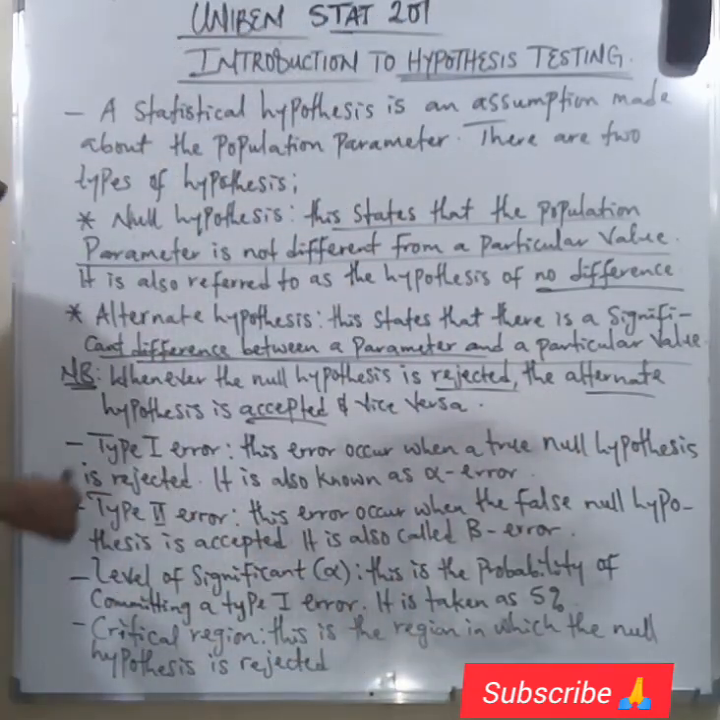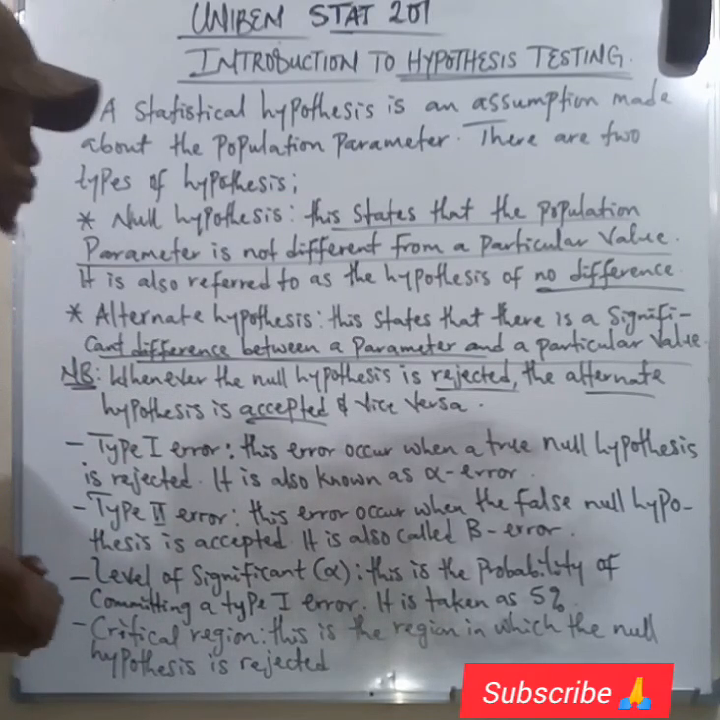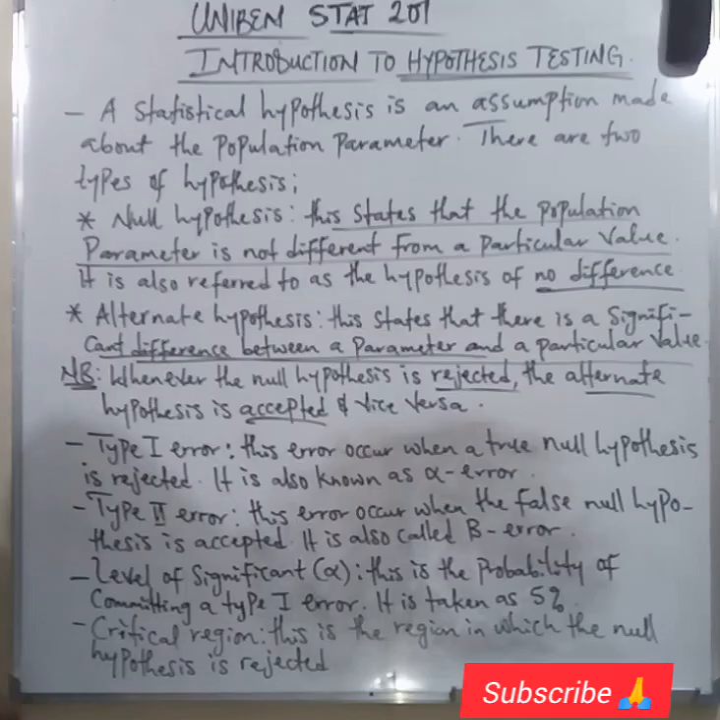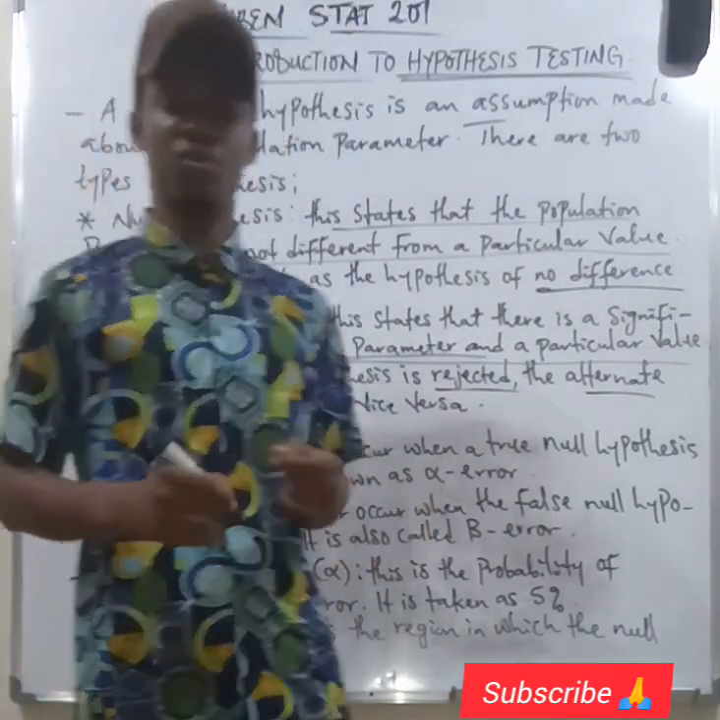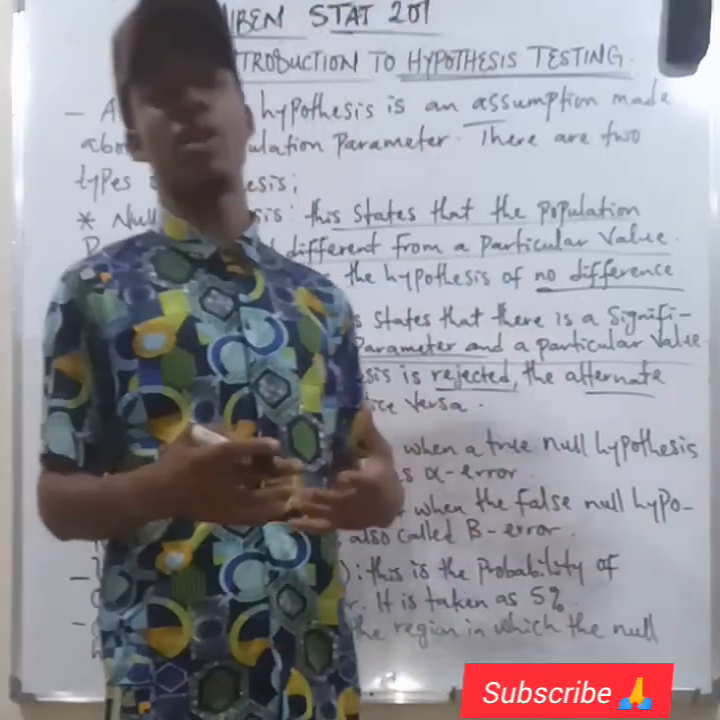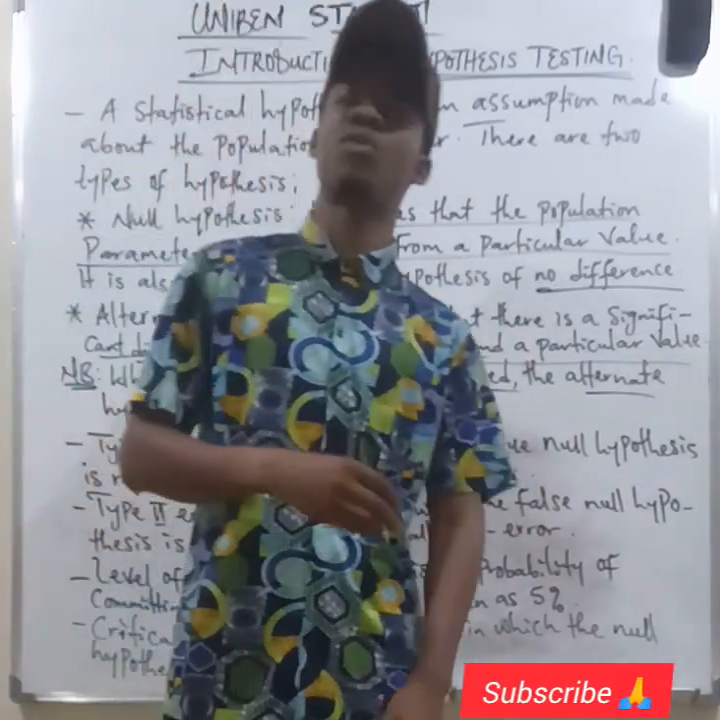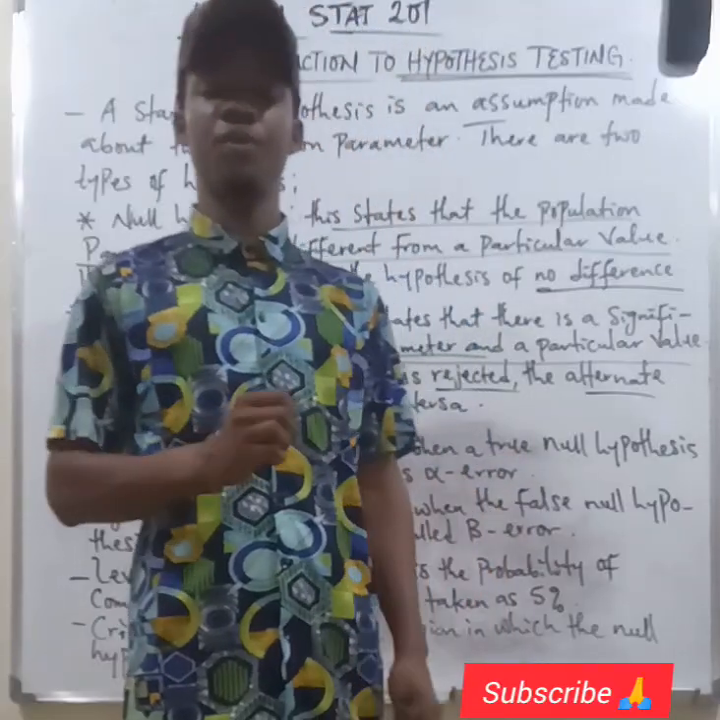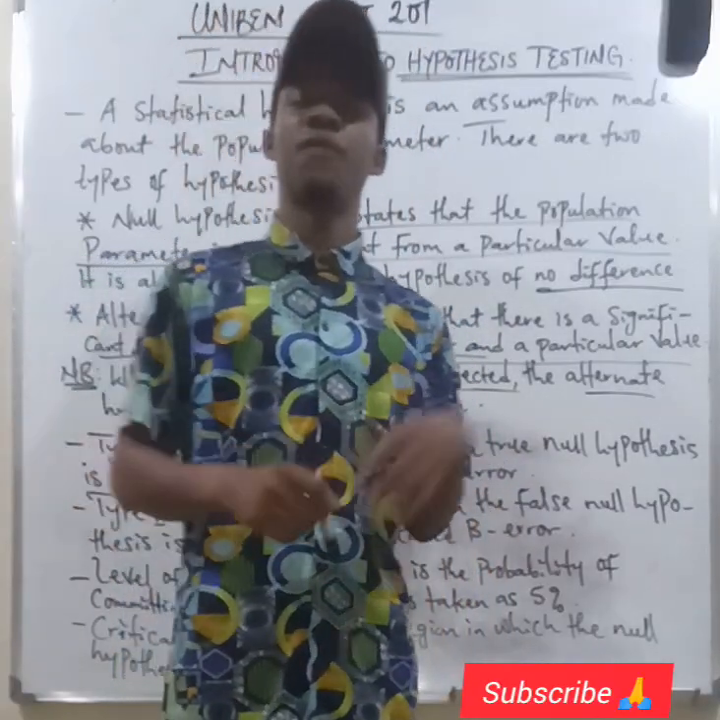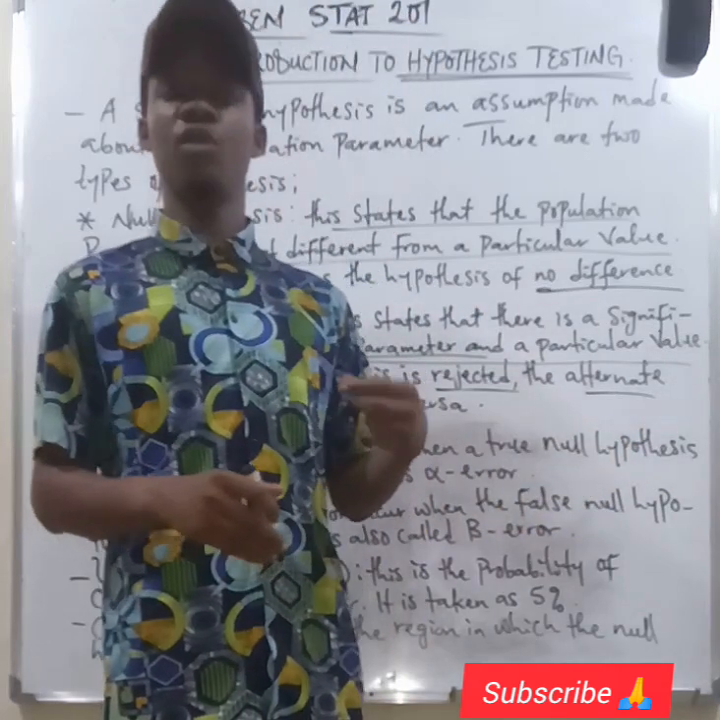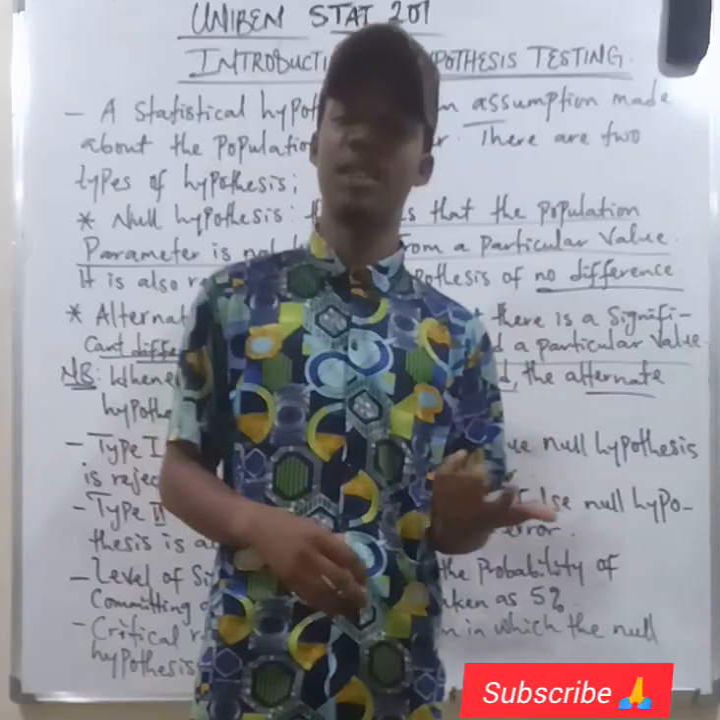Now, what is a type 1 error? This error occurs when a true null hypothesis is rejected. So when you reject a true null hypothesis, a statement that is true, and you fail to accept that null hypothesis. Remember I told you, failure to accept is you rejecting, and failure to reject is you accepting.